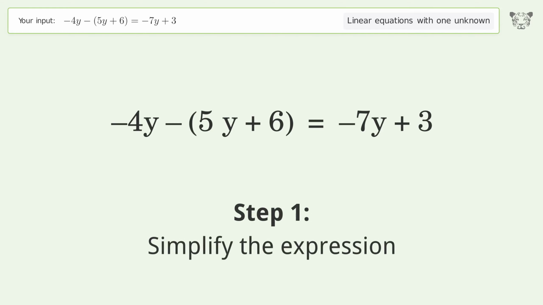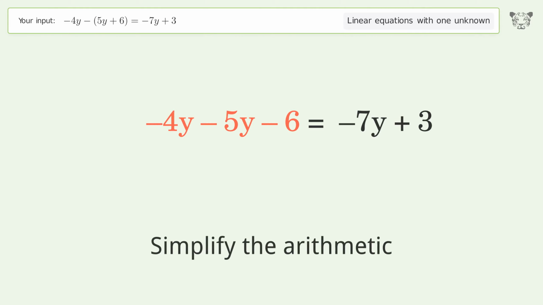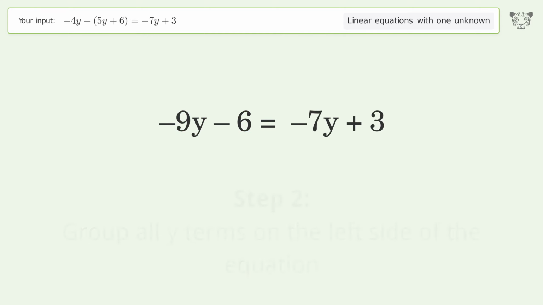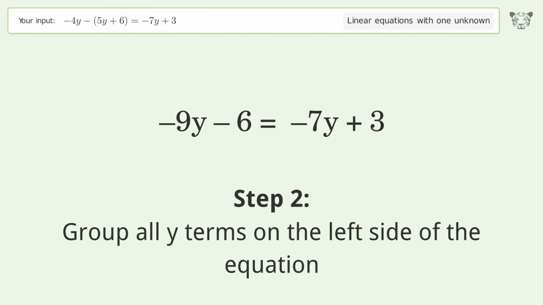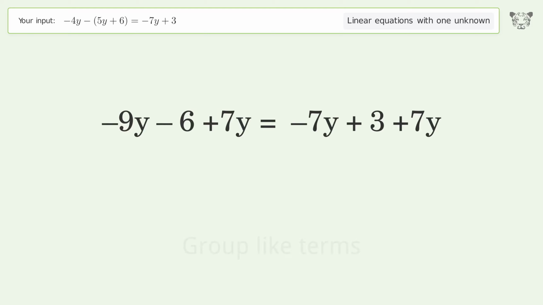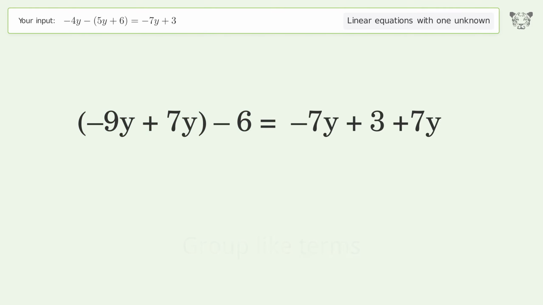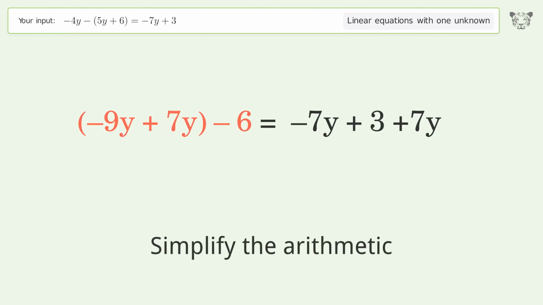Simplify the expression. Expand the parentheses. Simplify the arithmetic. Group all y terms on the left side of the equation. Add 7y to both sides. Group like terms. Simplify the arithmetic.